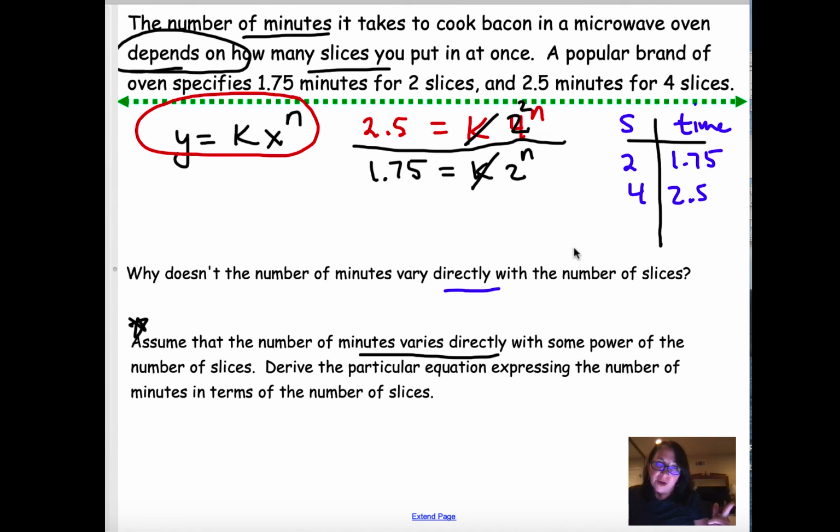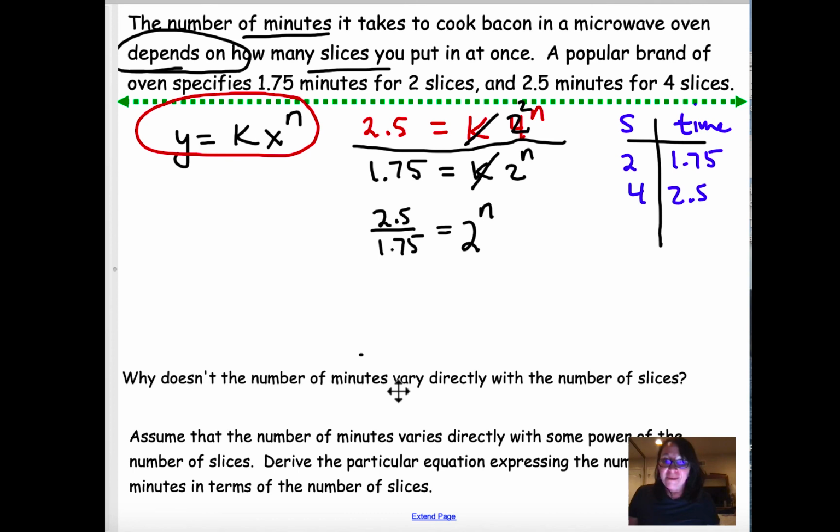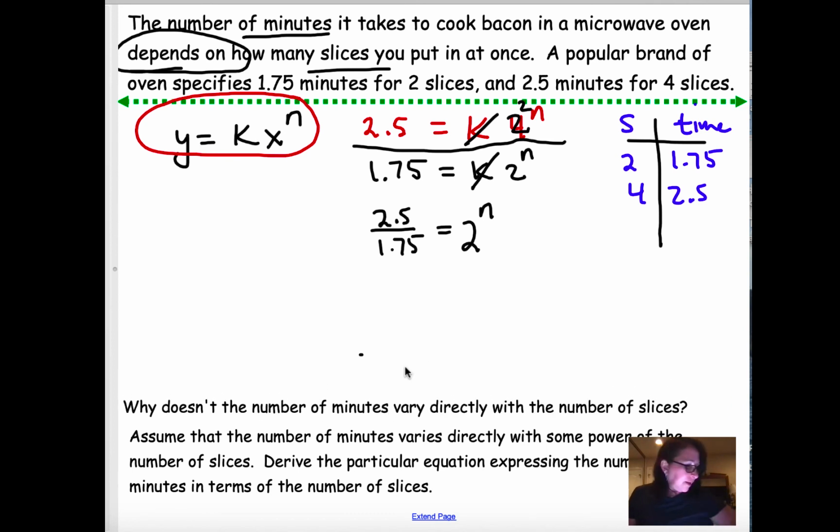Keep the base, subtract your exponents. So 2n minus 1n is 1n. So we've got 2 to the nth power is equal to this. I don't know what that number is, but it doesn't matter. It's going to be 2.5 over 1.75. Now, a couple of things you might want to recognize. Number one, my variable is in the power position, and that means that has to come out, so I'm going to need to log both sides.